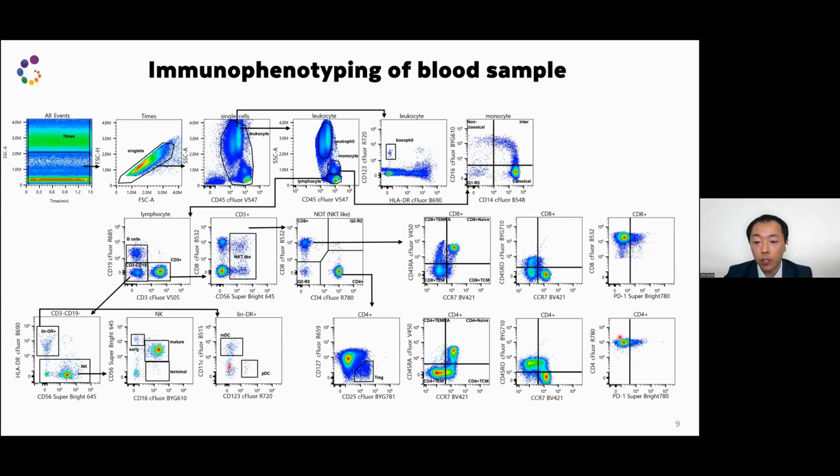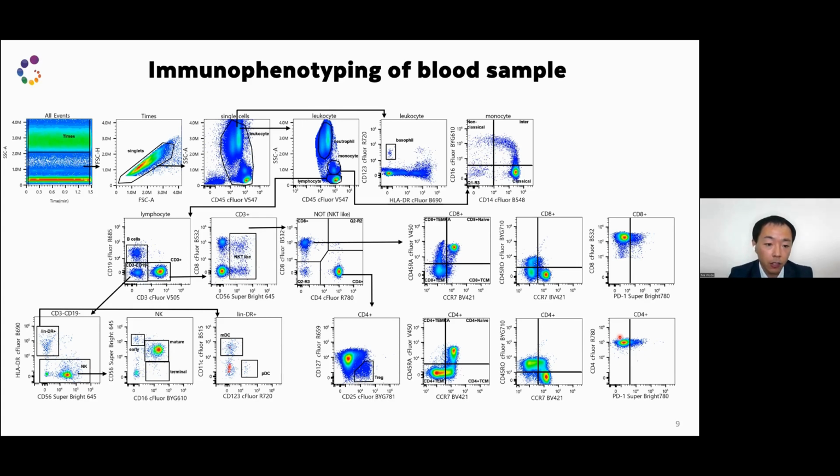We can see the cell flow was very stable during the experiment. There's no air bubble or clog. Then we use scatter area versus height to remove doublets. Using CD45 versus side scatter, we can gate leukocytes and subsets like lymphocytes, monocytes, and neutrophils. From leukocytes, we can gate the basophils, which are CD123 positive and DR negative. Monocytes can be divided into classic and non-classic monocytes based on their CD14 and CD16 expression.